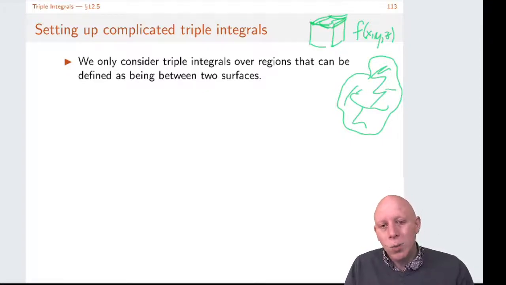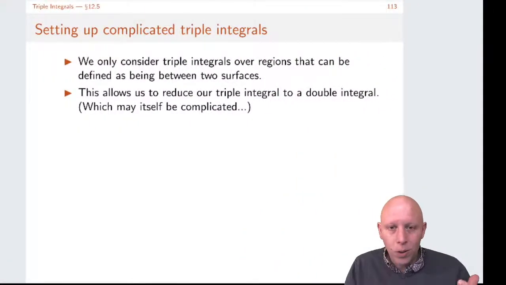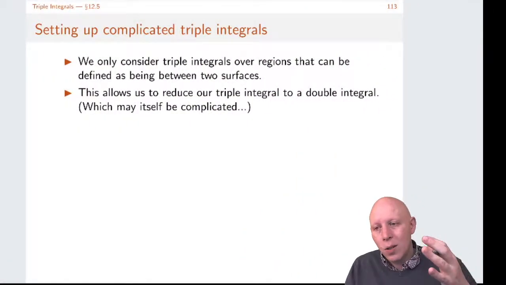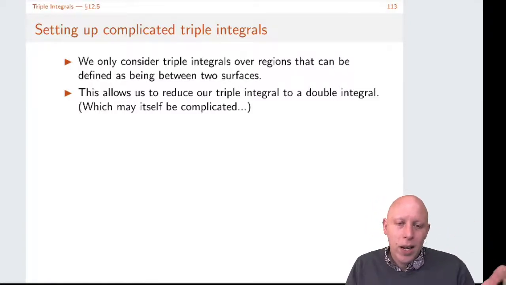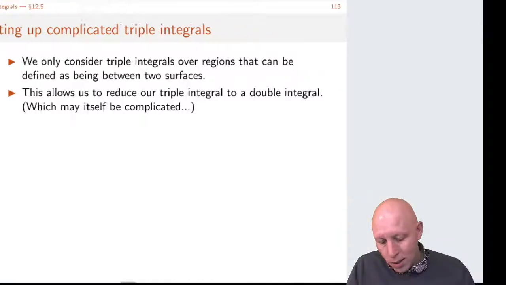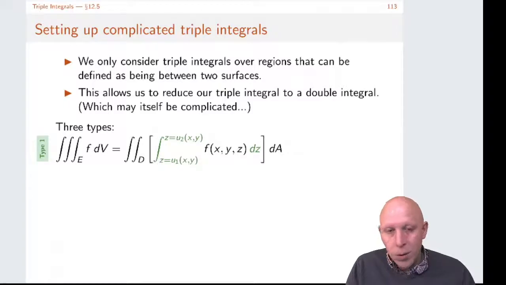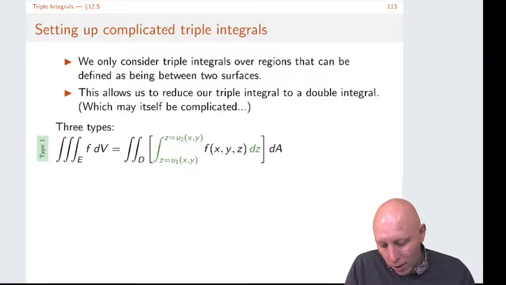What we're going to do is integrate over regions that can be defined as being between two surfaces. The reason why we do this is because it will allow us to take the triple integral that we need to do and convert it into a double integral. Now, the double integral might be a complicated integral to do, but at least now we're in double integral land, and that makes our life a little bit easier. Here's what this could look like.